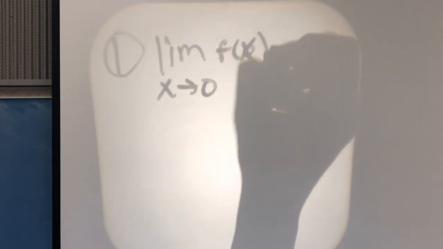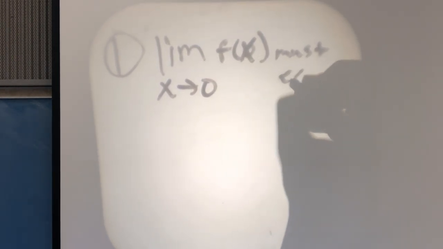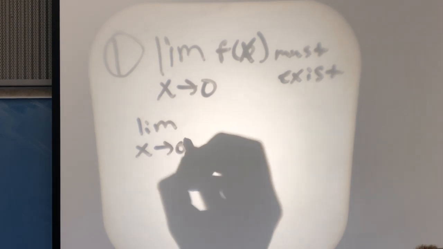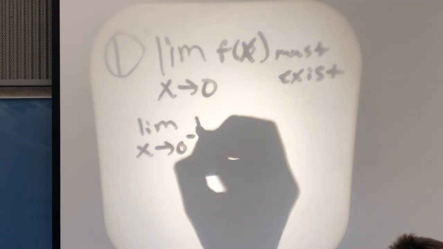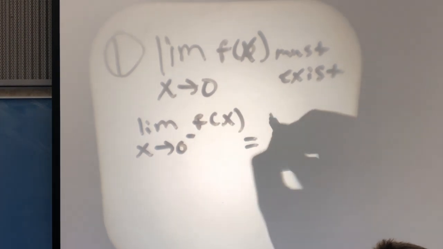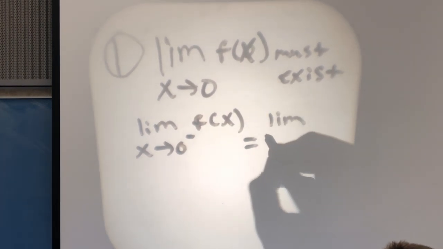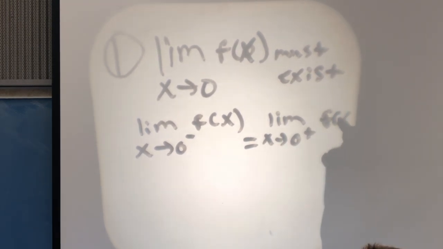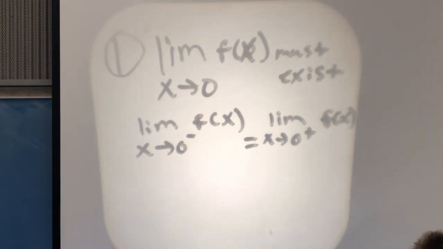The first rule is that the limit as x approaches 0 of your function must exist. This means that the limit from the left, as x approaches 0 negative of your function, has to equal the limit from the right, as x approaches 0 positive of your function. And these both have to be equal to each other in order to be continuous.